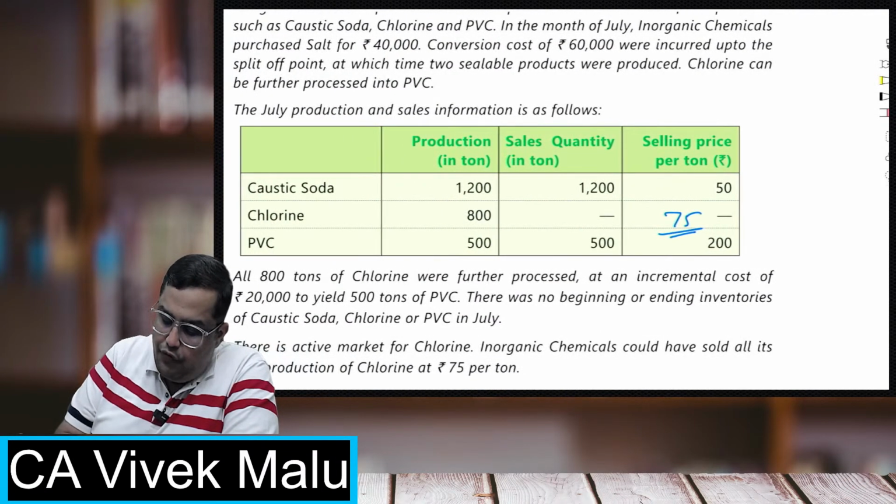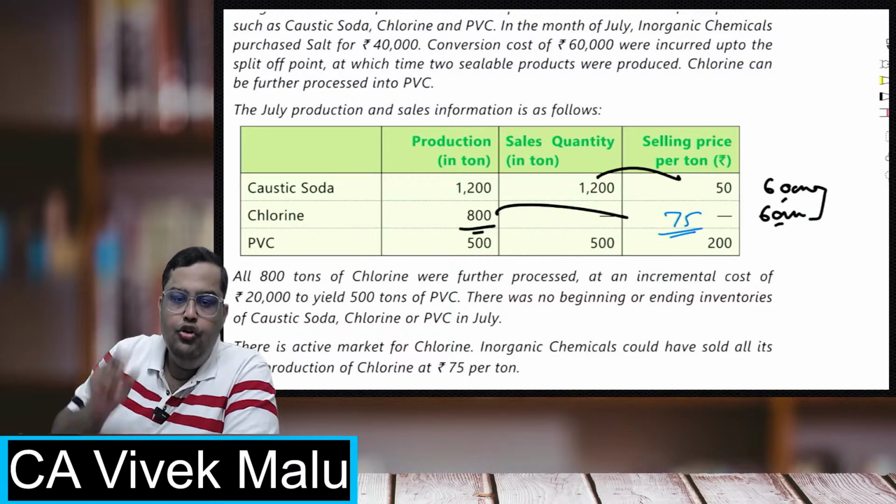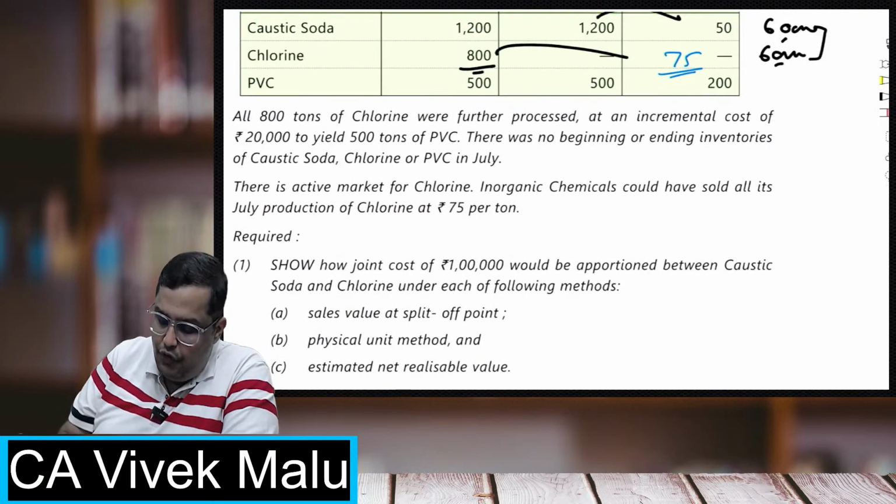Sales value of caustic soda is 1200 quantity into 50, which will be 60,000, and sales value of chlorine at the split-off point is 800 into 75, that is also 60,000. So these are equal, so the joint cost will also be distributed equally. Okay, so 50,000 for caustic soda, 50,000 for chlorine. This is how it will be distributed.